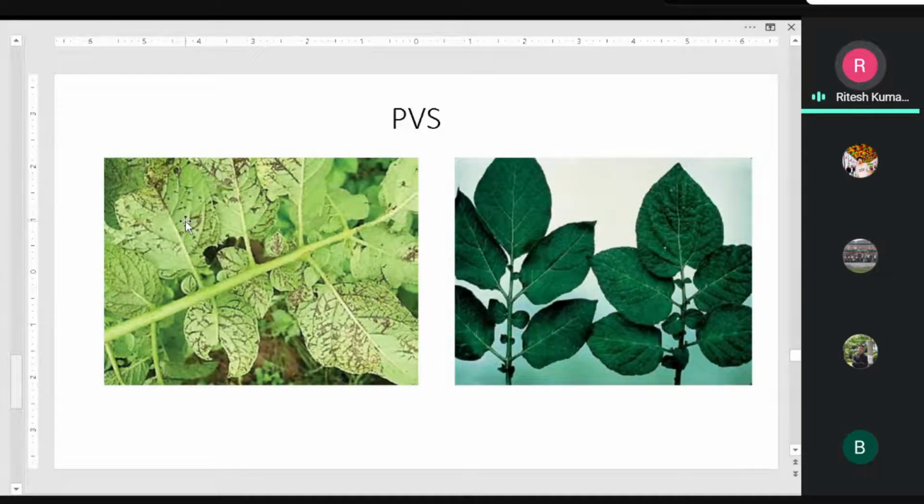So in your case, of course there is mosaic, and the plants are dwarf, but the main symptom is that when there is a necrotic strain, deformation and bronzing of the leaves is seen, and the occurrence of tiny spots is seen. So mottling effects, then crinkling effects, distortion, dwarfing, these are very common symptoms.